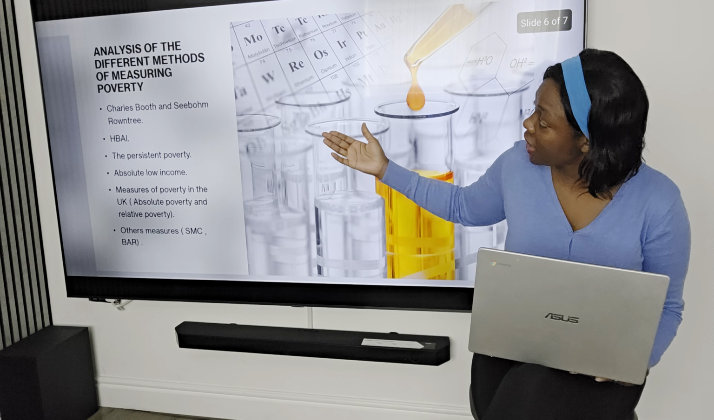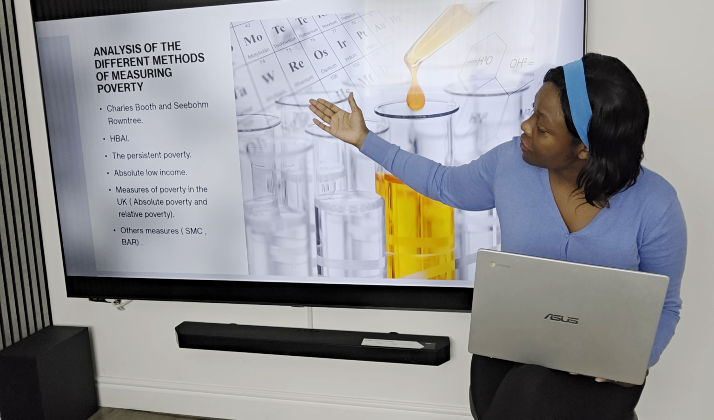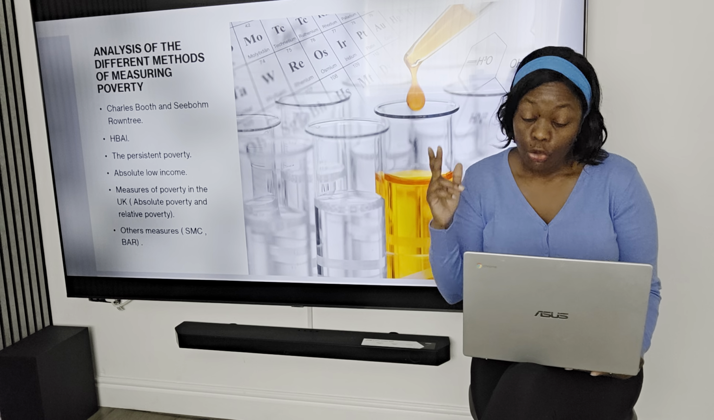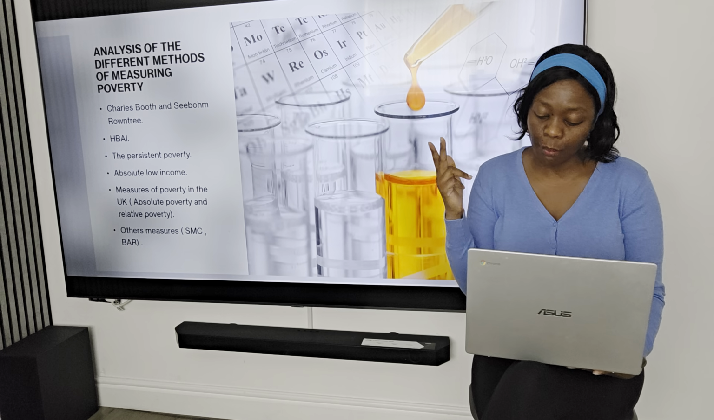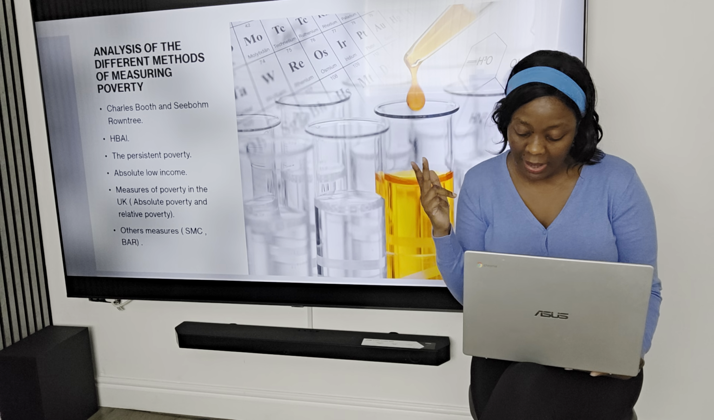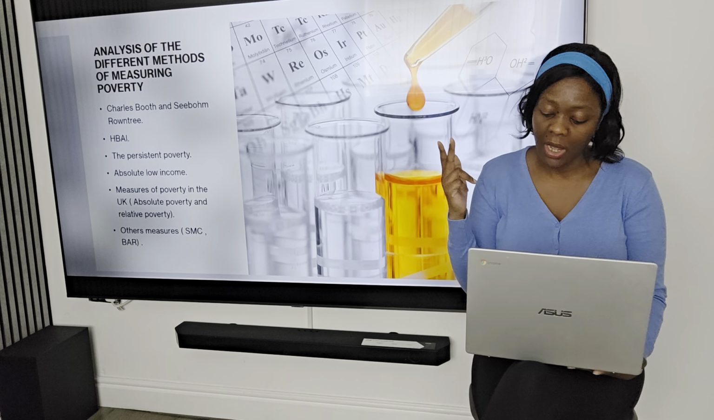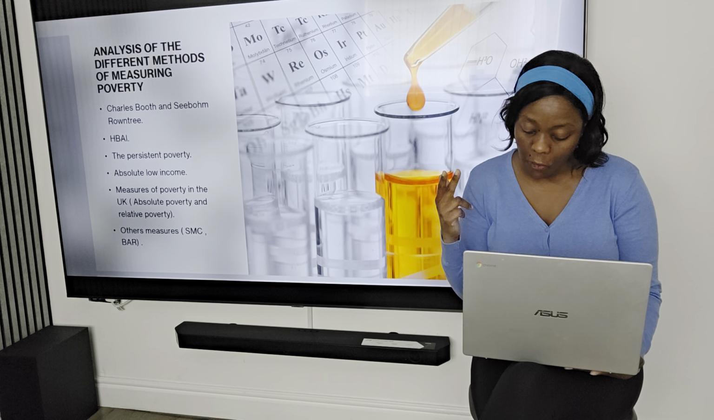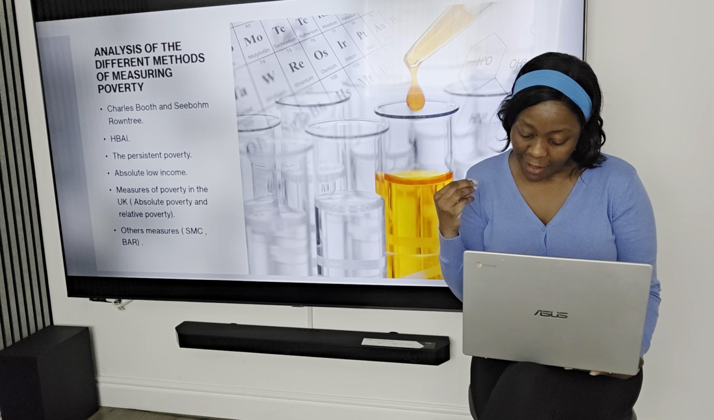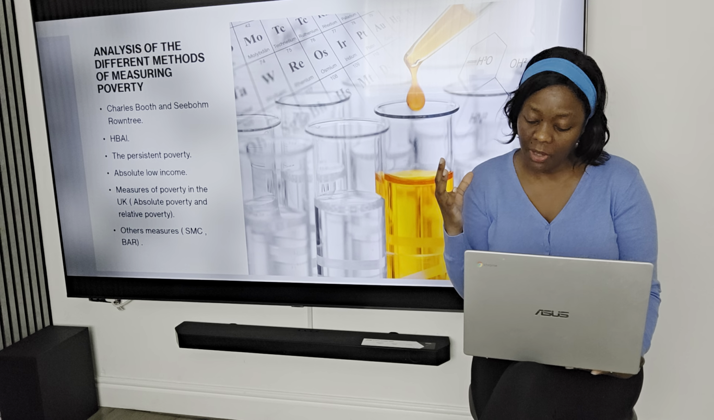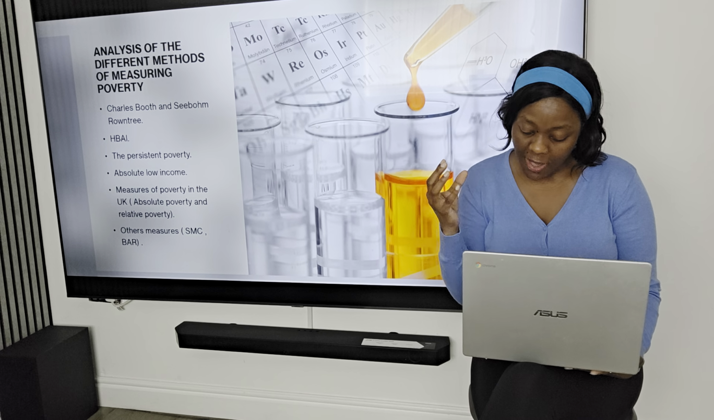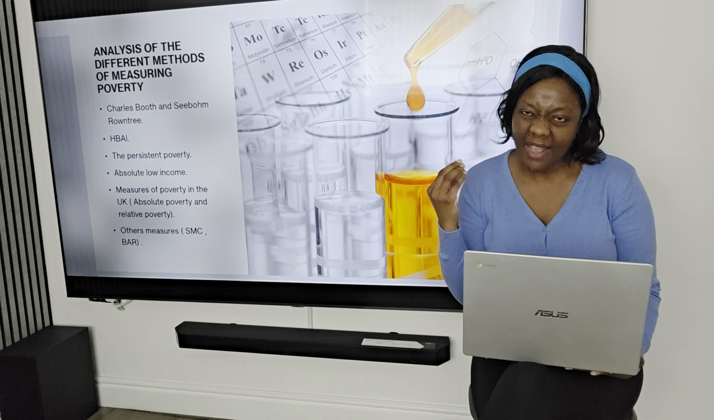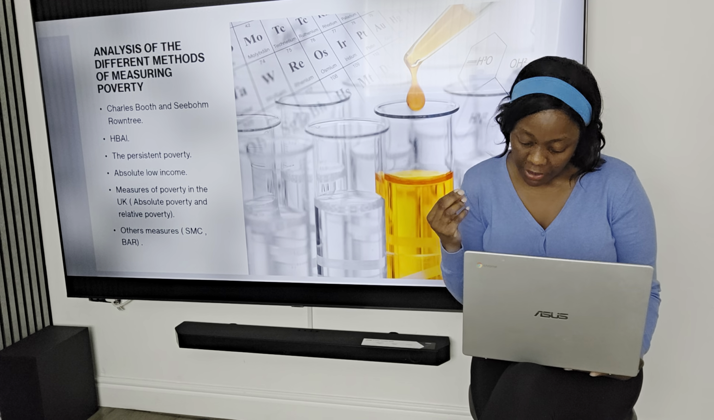To finish our presentation, we talk about an analysis of the different methods of measuring poverty. Two names to remember here are Charles Booth, 1840 and 1916, and Seebohm Rowntree between 1871 and 1954. Both men were affluent businessmen who pushed the government to accept the failure on poverty instead of justifying it on people's sloth, laziness, and sobriety.